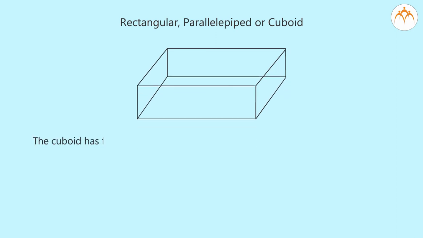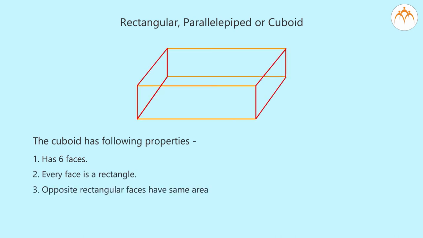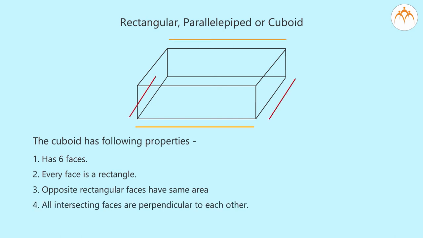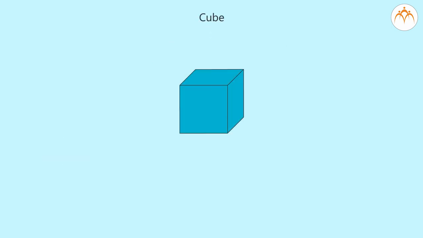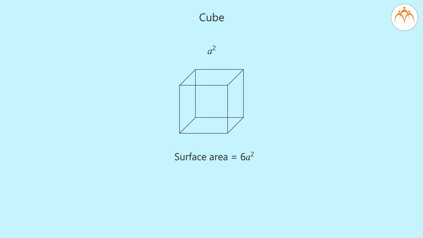The cuboid has the following properties. It has 6 faces. Every face is a rectangle. Opposite rectangular faces have the same area. All intersecting faces are perpendicular to each other. A cube is a special case of a cuboid. It has all its sides equal. Thus, a cube of side A has surface area 6 times A square. It has all the properties of a cuboid. The property that opposite faces have the same area simplifies to all the faces have the same area, namely A square.